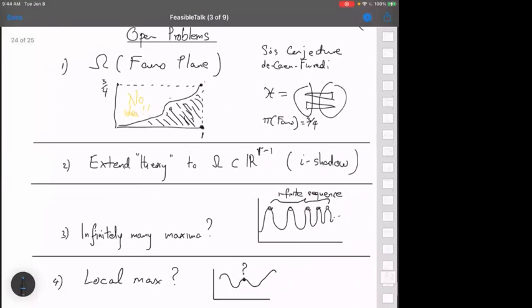There's many more. The first open problem is quite interesting. I think it is a very simple, concrete question. What is the feasible region of the Fano plane? The Fano plane is one of the most well-studied hypergraphs in extremal hypergraphs. We know the Turan number, it's 3/4. We even know it exactly. We know the extremal construction.